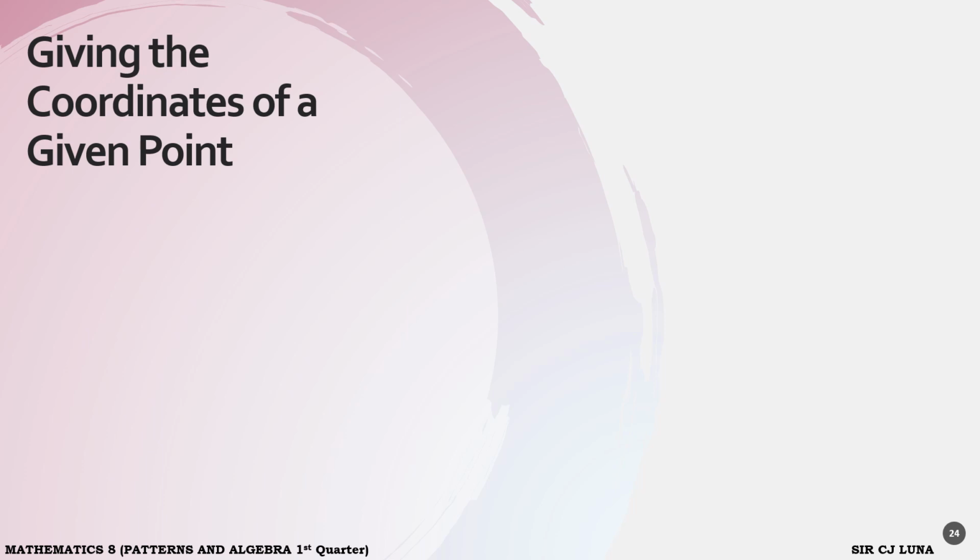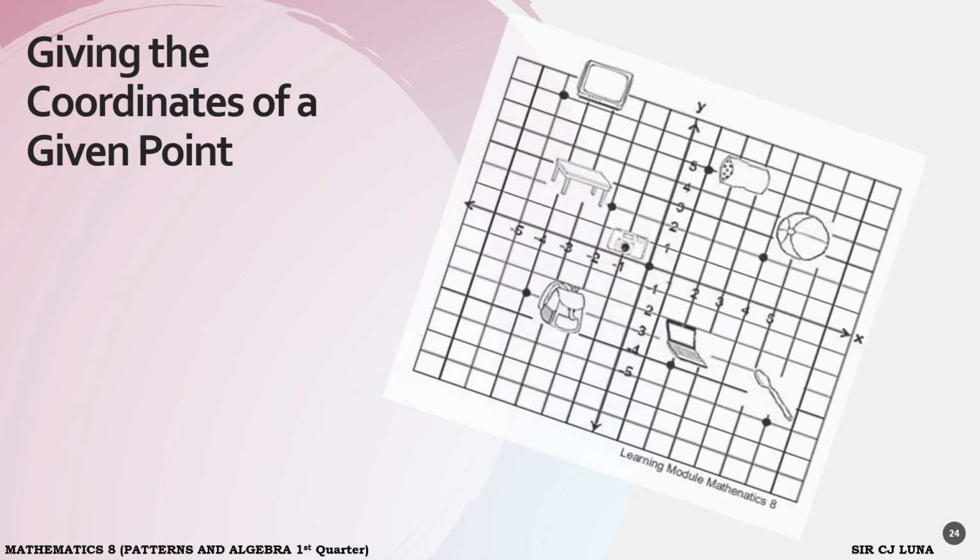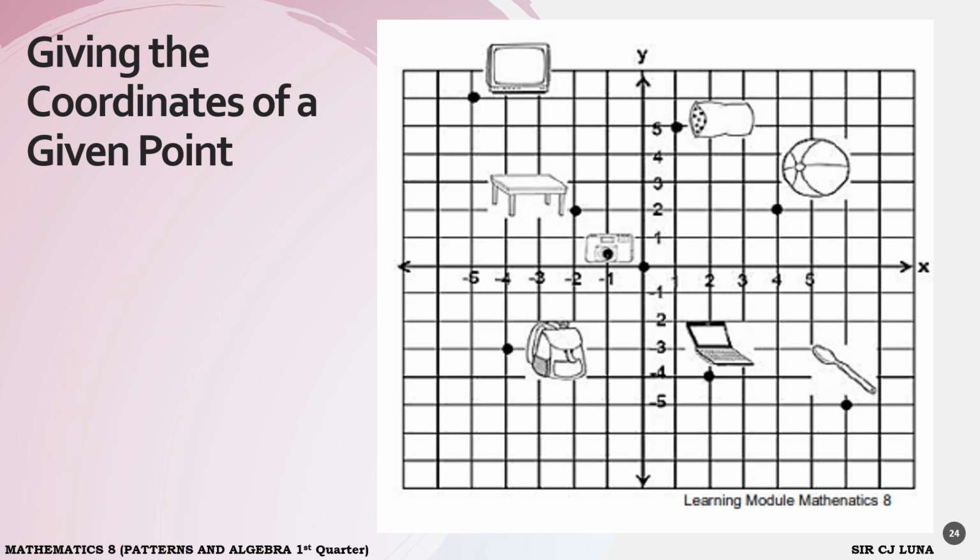A while ago, we plotted points on the Cartesian plane. This time, we will give the coordinates of a given point. So, the given are points on the Cartesian plane, and we will identify the coordinates. Remember that in naming the coordinates of a point, the first coordinate is the x-coordinate, and second is the y-coordinate. They cannot be interchanged.